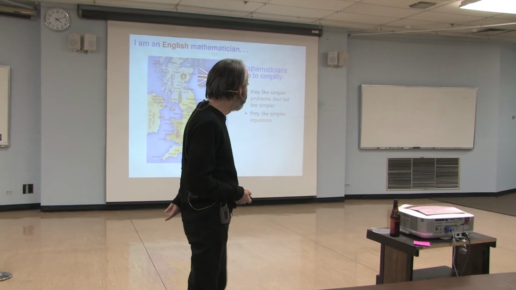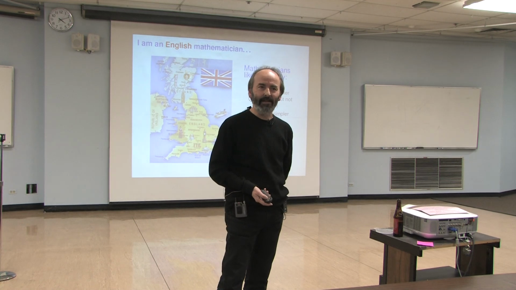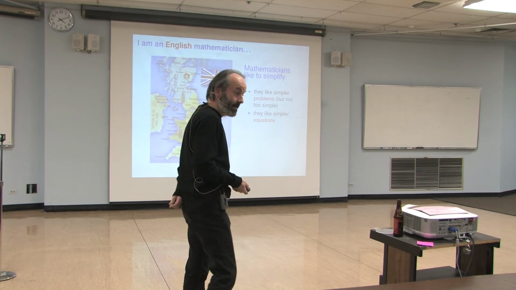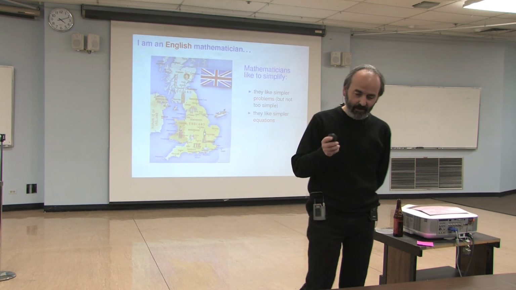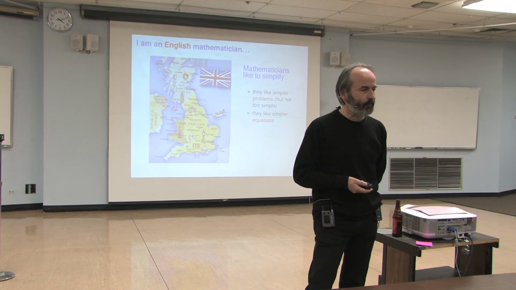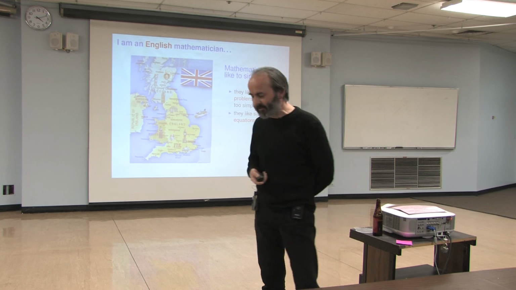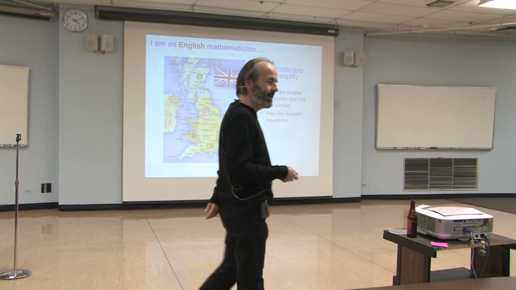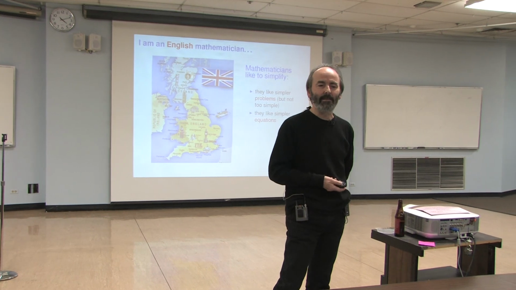So they like simpler problems, but not too simple. You don't want to do things that are really easy. Right? That's no fun. So they like simpler equations. Okay? I'll say more about equations later on. But they like simpler equations. So if an equation looks complicated, then they will be inclined to try to simplify it.